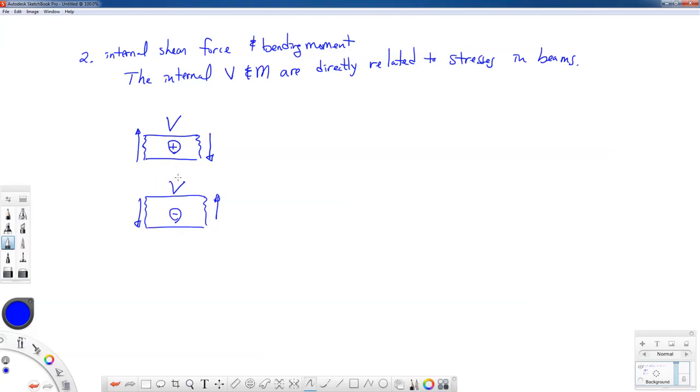Now, this is an arbitrary sign convention. We don't have to use this sign convention, but everyone does. And every mechanics of materials book and every statics book will use this sign convention.